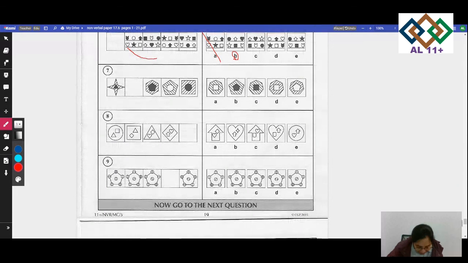Next one is number 7. In each series square, the number of sides of the last shape decreases by 1 and the number of sides of the similar shape increases by 1. So it's decreasing and increasing. So what do you think the answer could be for this one? It's A.